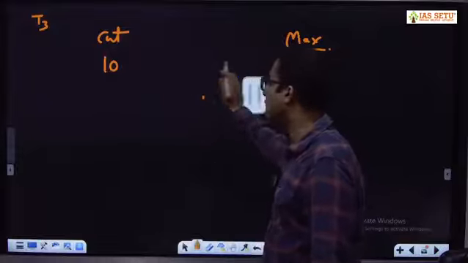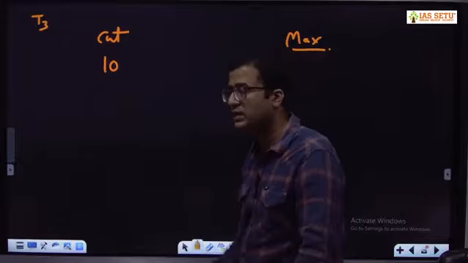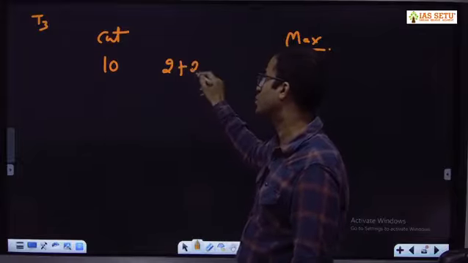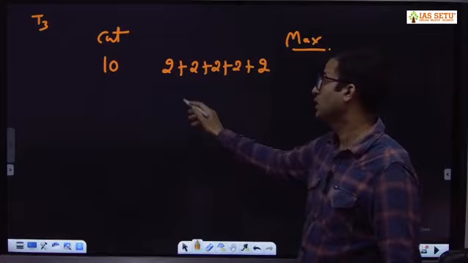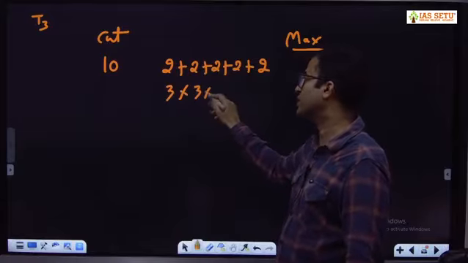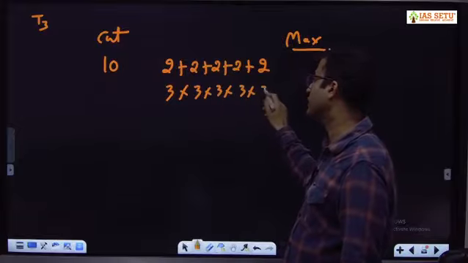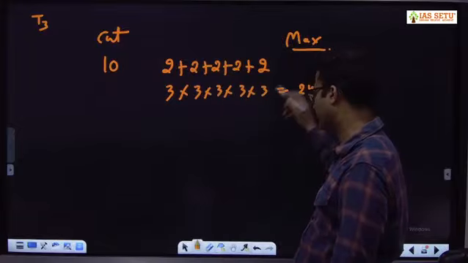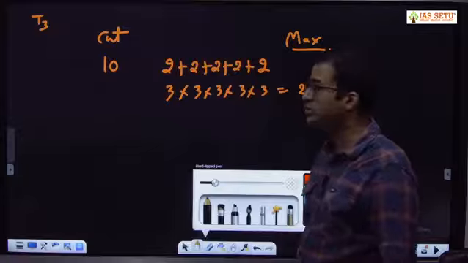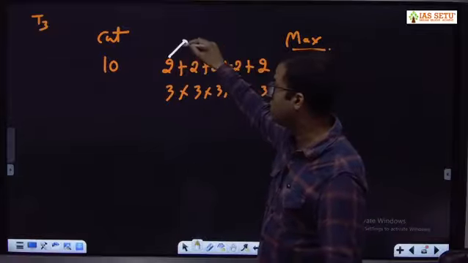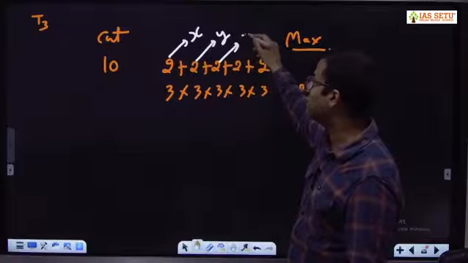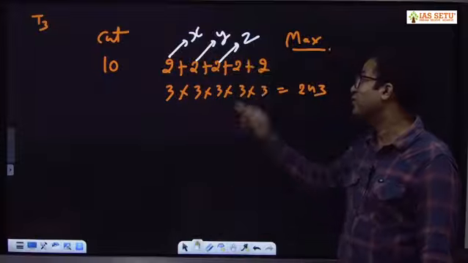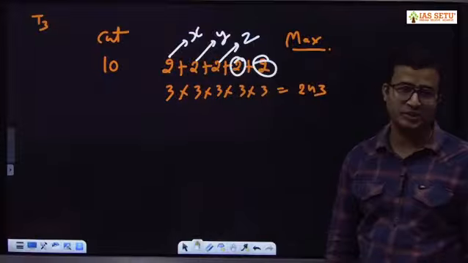Or maybe any one of you distributed these 10 cuts like 2 cuts plus 2 cuts plus 2 cuts plus 2 cuts plus 2 cuts. So we get 3 into 3 into 3 into 3 into 3, 243. But my simple question to you: this 2 cut is along the x-axis, this 2 cut is along the y-axis, this 2 cut is along the z-axis. Where do you make this 2 plus 2 cut?